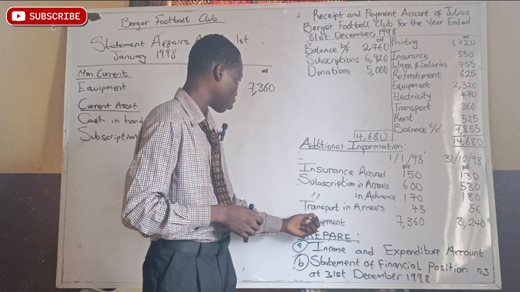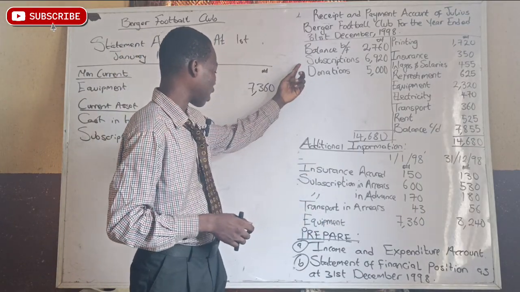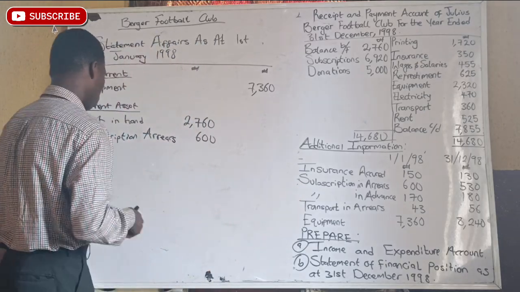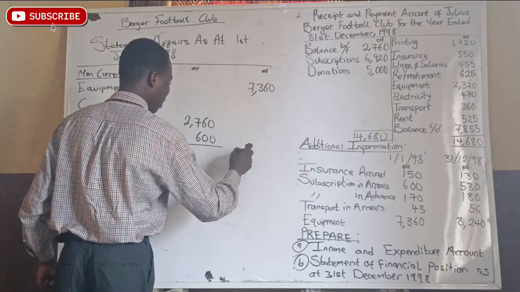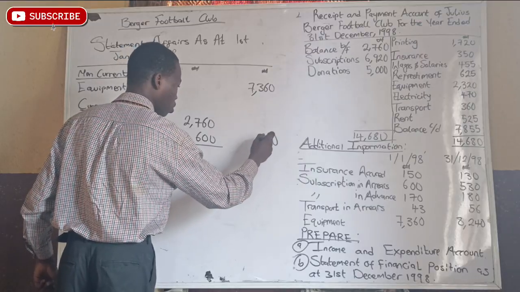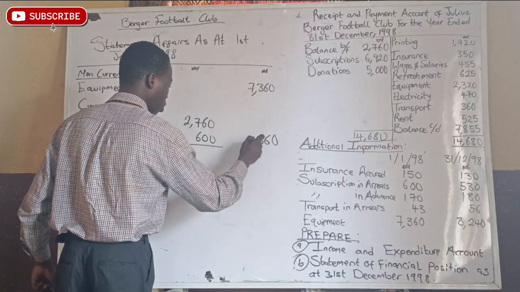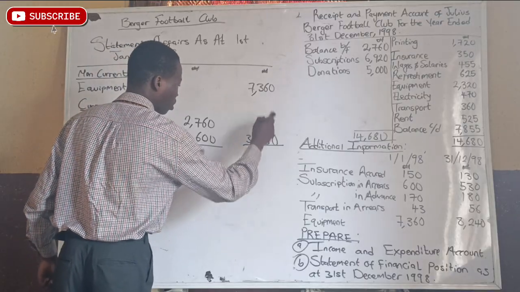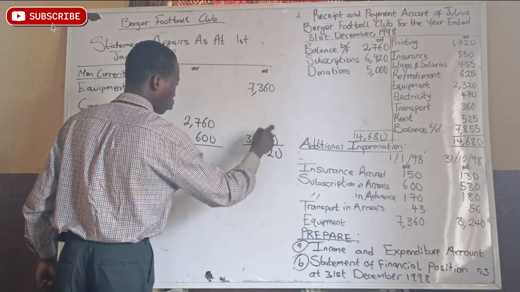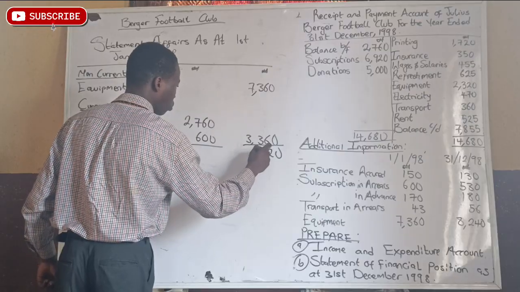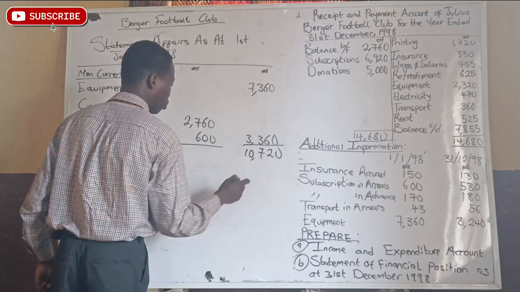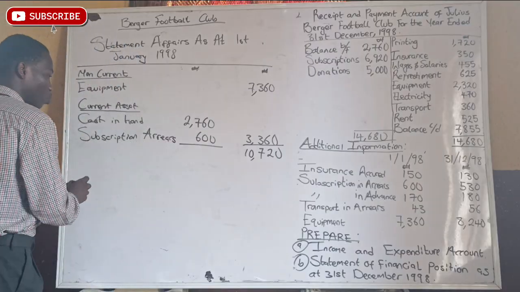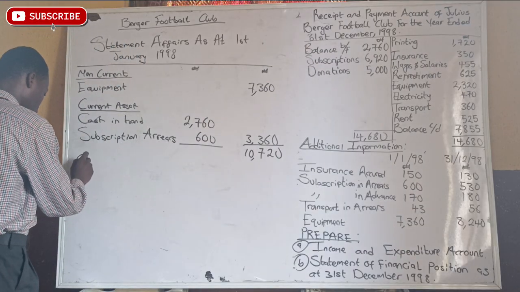What other thing again? We have written the cash in hand and the subscription, and that's all. So let's add this up. This gives us 3,360. When we add everything up here, we are going to have 10,720. We'll move to our current liabilities.